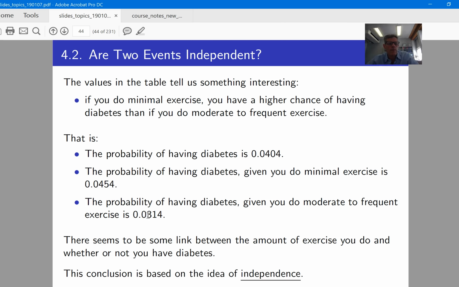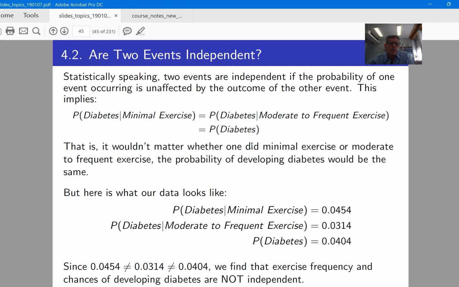So that suggests to us that there is quite a clear link between having diabetes and the amount of exercise you do. So there is a dependency between these two variables, okay, and that is what we're talking about with independence. So the technique that we've used here to answer that, so that's the intuition behind why we think that incidence of diabetes is related to exercise, that the fact that these three numbers are different tells us that there's a connection. So writing that down in the form of an equation, what we've said is the probability of having diabetes if you get minimal exercise is different to the probability of having diabetes if you have moderate or more exercise. And it's different again to the overall probability of having diabetes.